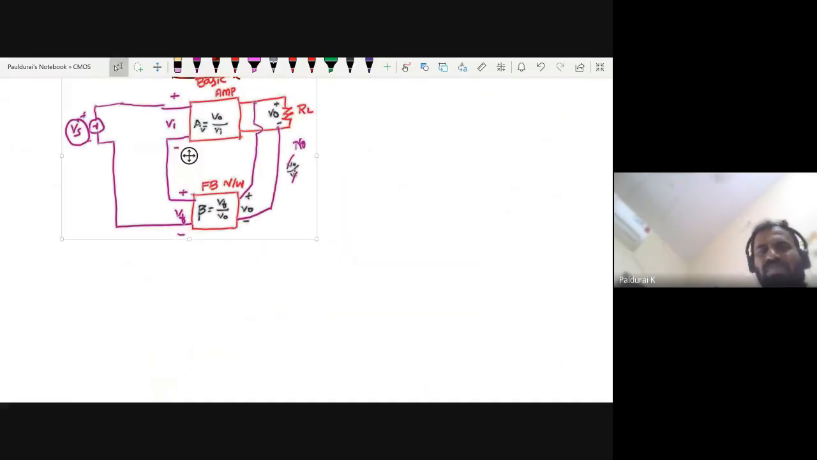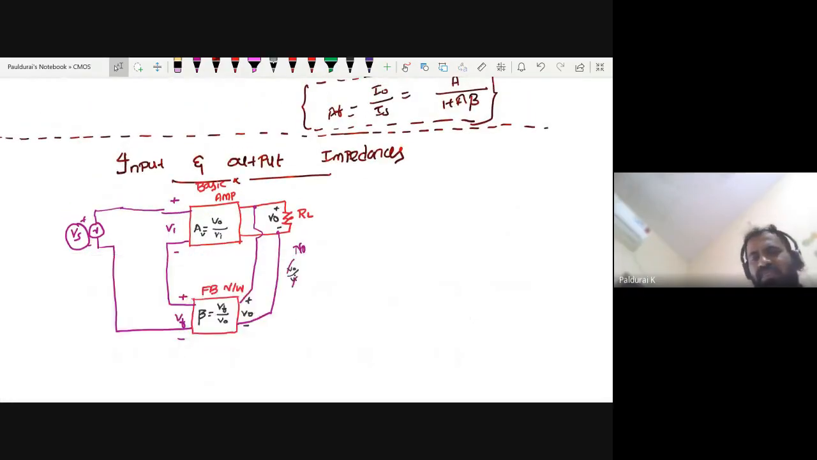But this diagram is not enough to find the voltage and the input and output impedances. For that, we are going to sketch the model for this voltage series. Not only for this voltage series, for all four feedback topologies, we are going to sketch the model, by using a two-port network. Just like how we have done the small signal equivalent circuit diagram.